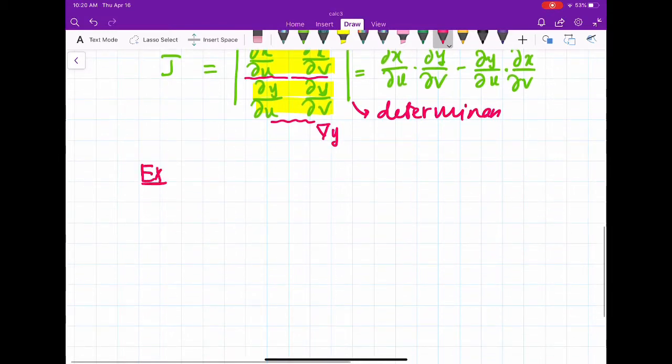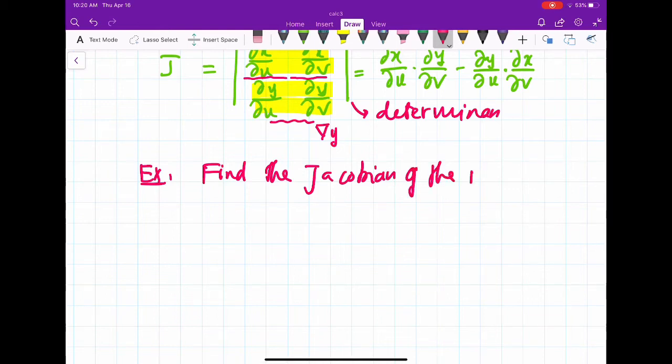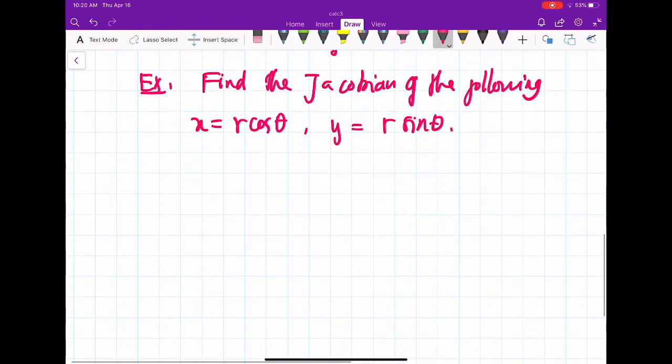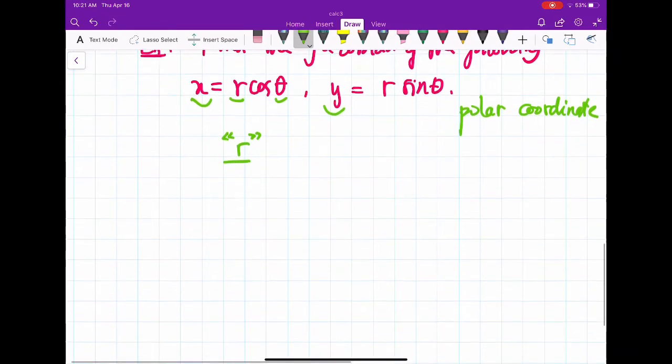But before that, we need to practice a little bit. Let's find the Jacobian of the following: x equal to r cosine of theta and y equal to r sine of theta. Alright? So this is the standard polar coordinates. If you have x and y, you are in rectangular coordinates, you go to r and theta, you are in polar coordinates. I just mentioned previously, we need to add r when you change integrals. All right, so how to see that? You need to find the Jacobian of this.